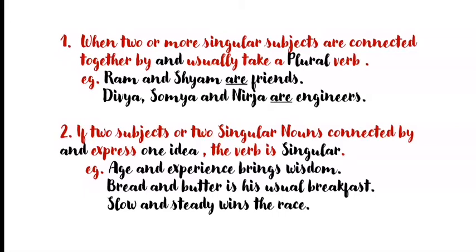If two subjects or two singular nouns connected by and express one idea, the verb is singular. Age's experience brings wisdom. Age, one subject, experience, second subject. Both are connected with conjunction and, but express one idea, brings wisdom. So the verb used is singular, brings. That is, wisdom comes not only with age but with experience also.